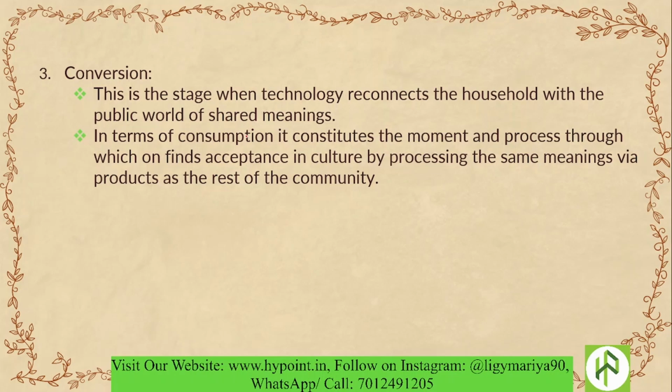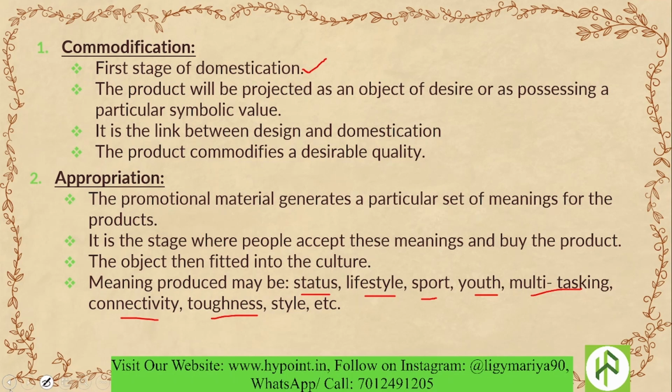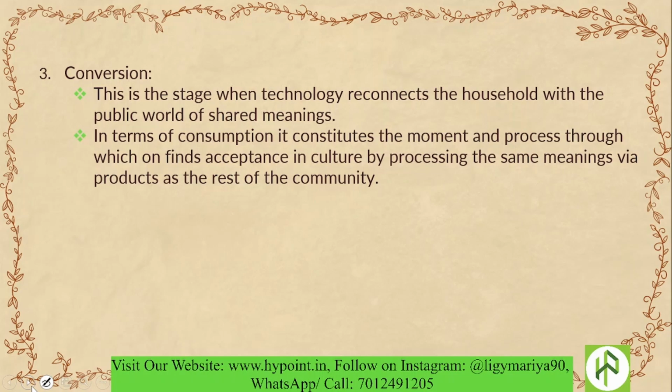So these are the three stages. Once again, domestication involves three stages. First one is commodification, then comes appropriation, then comes conversion. Don't get hesitated and don't get confused after hearing the titles, but they are rather simple.